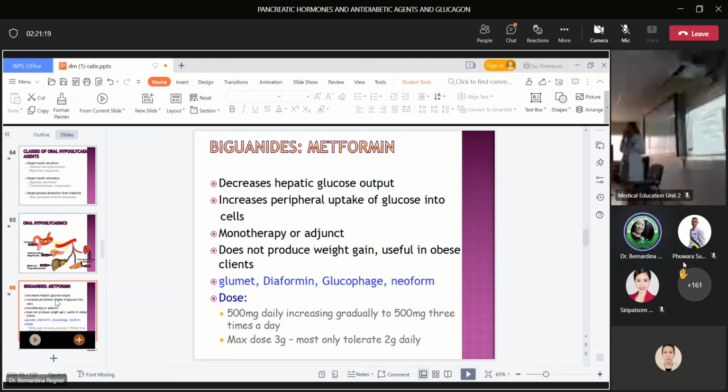It does not produce weight gain. So this is very good for those who are chubby, no? Okay? So it does not produce weight gain in contrast to sulfonylureas. Useful in obese clients. So what are examples of branded metformin? You have Glomet, Diaformin, Glofocofads, and Neoform.